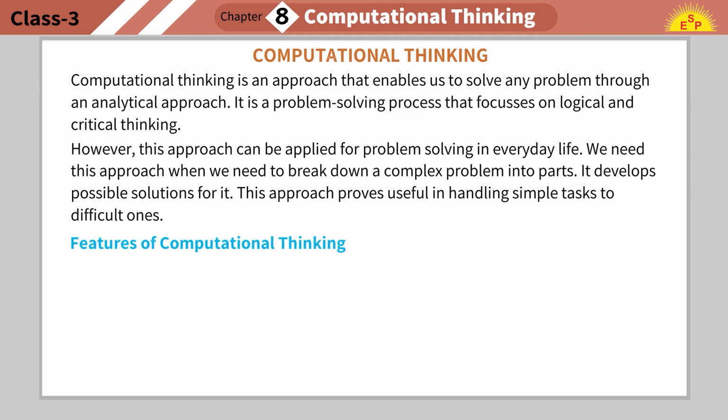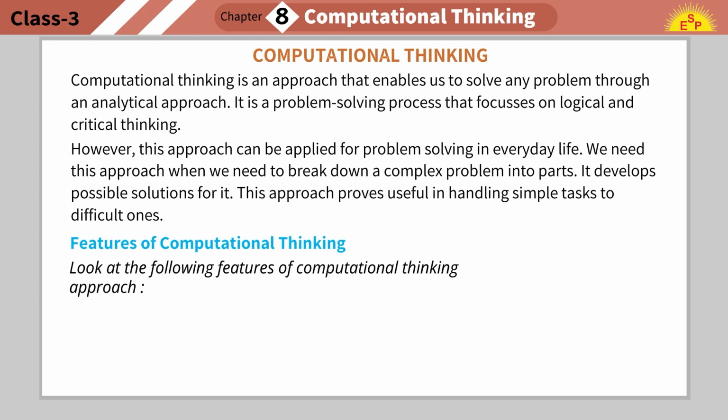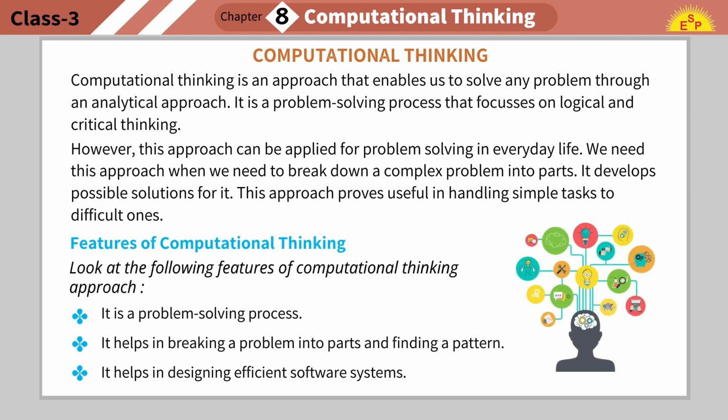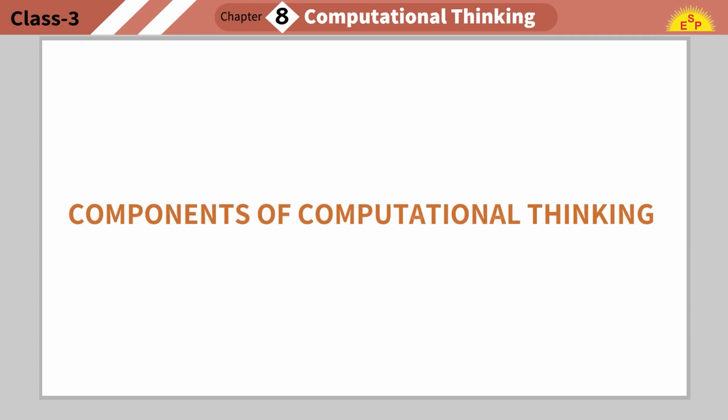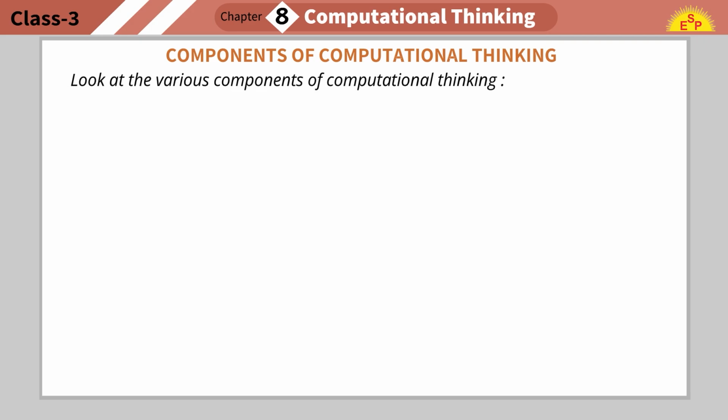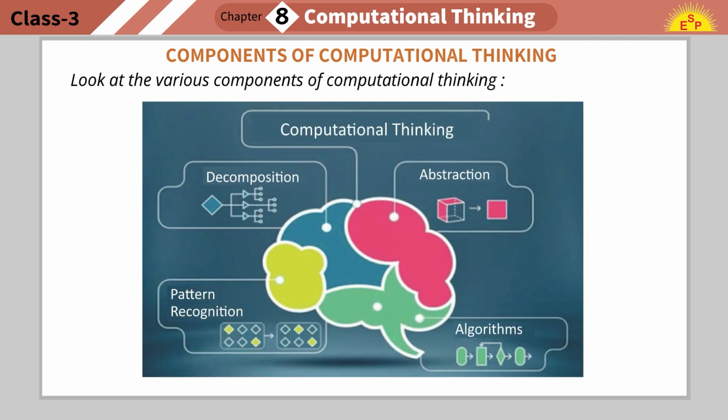Features of computational thinking. Look at the following features of the computational thinking approach. It is a problem-solving process. It helps in breaking a problem into parts and finding a pattern. It helps in designing efficient software systems. Components of computational thinking. Look at the various components of computational thinking.